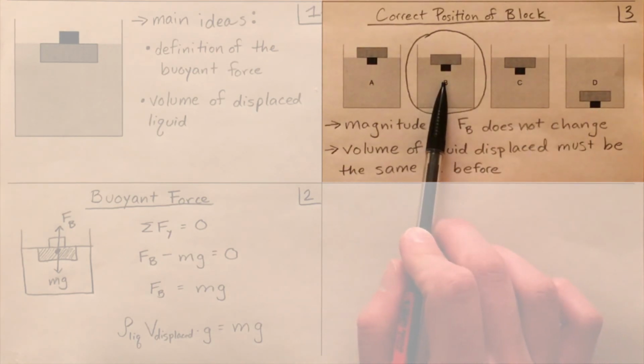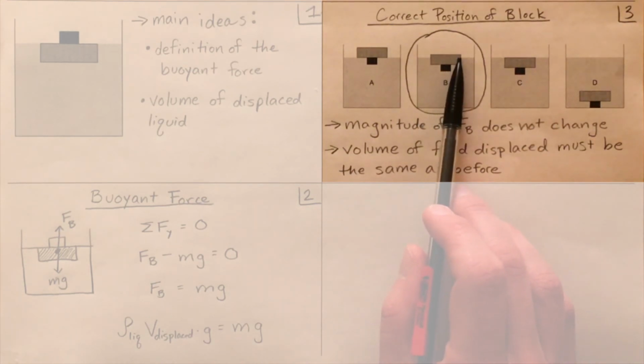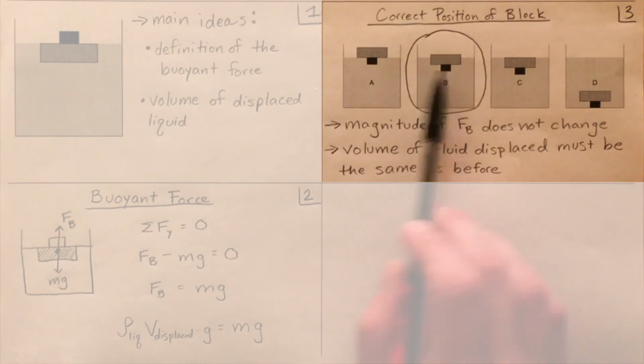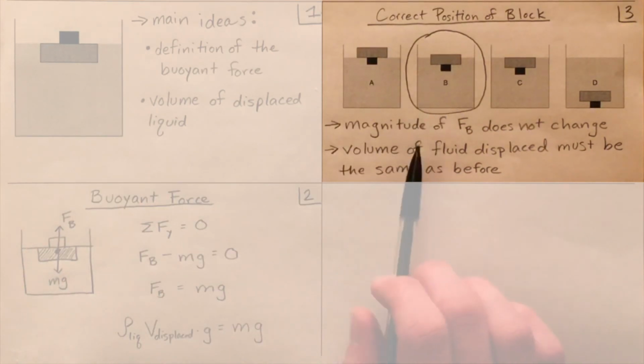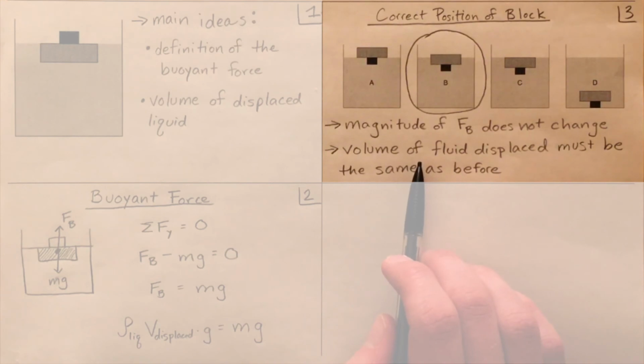So we're left with option B, and we see that the volume that is underneath the surface of the water is roughly the same as before, and that is because the volume of the displaced fluid must be the same because of this equation here.